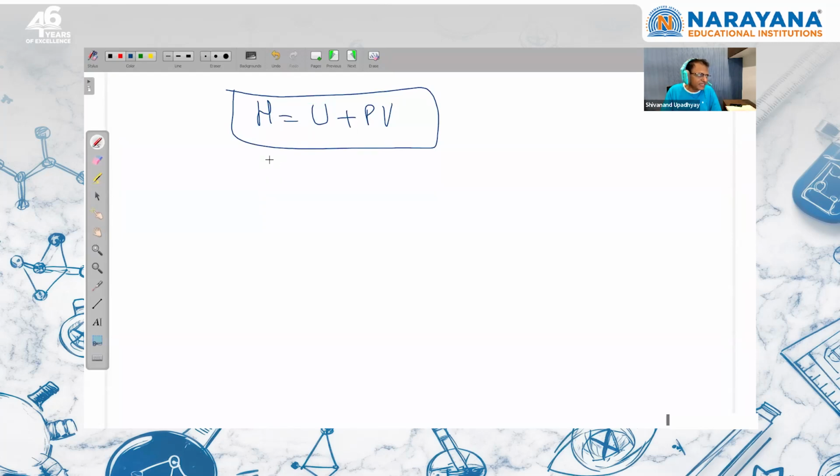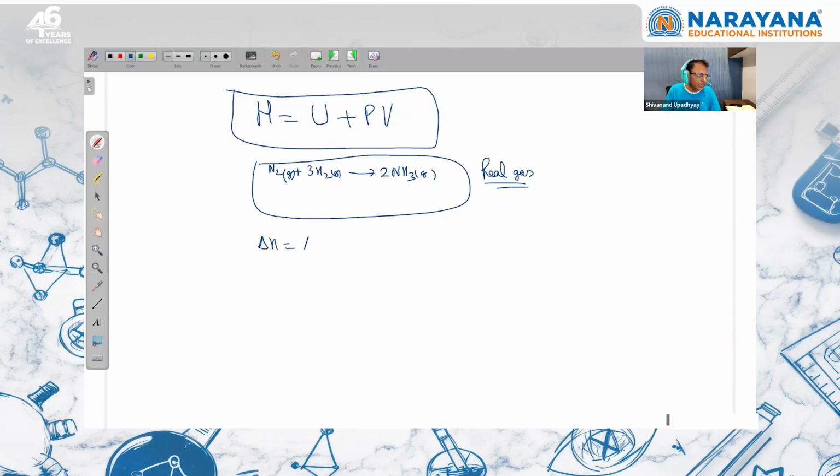Now, if I am saying that a chemical reaction is there, suppose if I am writing that nitrogen plus 3 times of hydrogen is giving 2 times of ammonia, and these all are gases, and they have given that these gases have deviation from ideal behavior, means they are acting like real gas. If they are acting like real gas, then we have to write the relation. We can say that delta H is equal to delta U plus P2 V2 minus P1 V1.